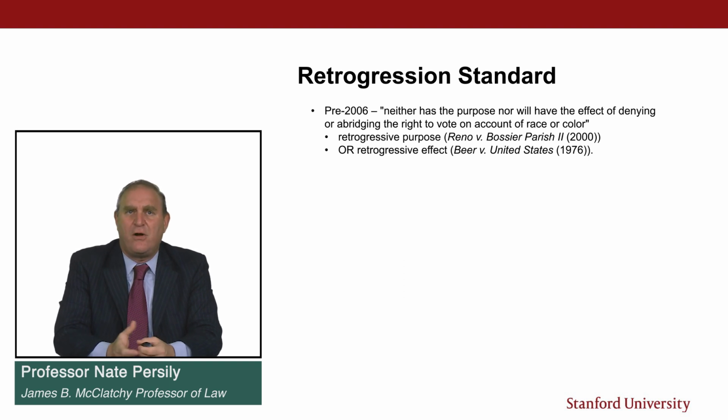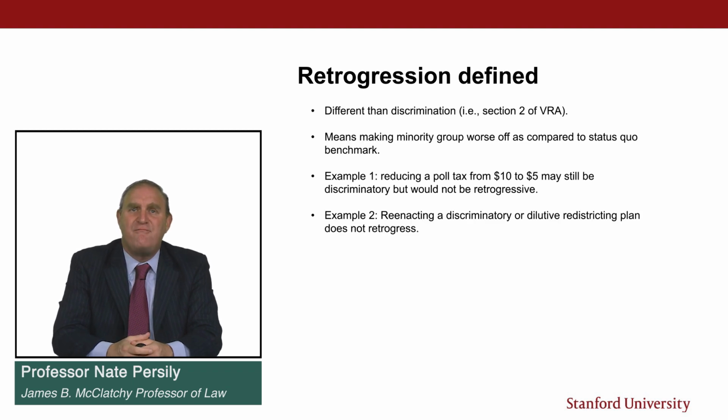Retrogression is a term of art, meaning that the redistricting plan or voting law is intended or has the effect of making minorities worse off than they are under the previous status quo, what we call the benchmark. It's not about just discrimination in the same way that it would be under Section 2. So intentional discrimination is not enough. You have to have retrogressive purpose or retrogressive effect, actually making minorities worse off.